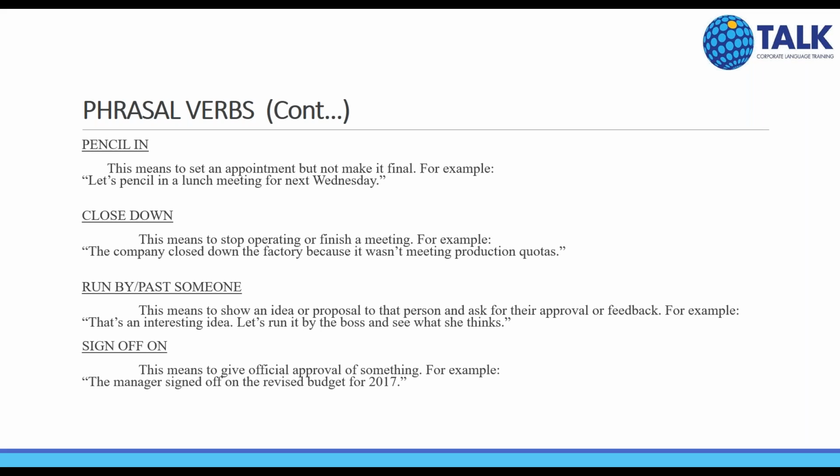Okay, next one. Sign off on. This means to give official approval. For example, the manager signed off on the revised budget. So when you sign off on something, that means it's left your desk and it's gone somewhere else with your approval.